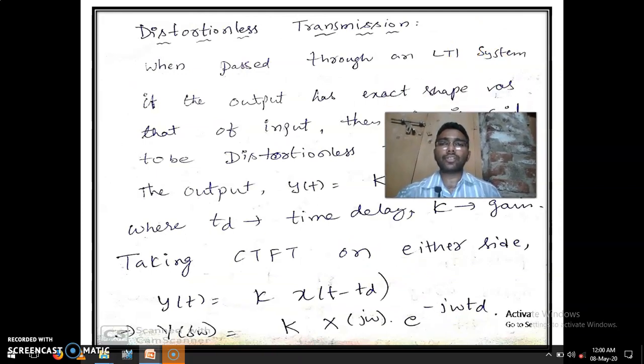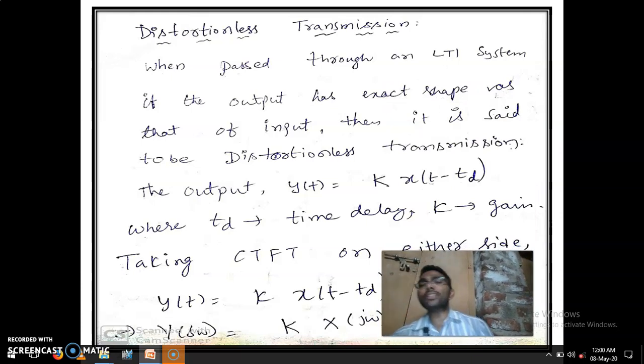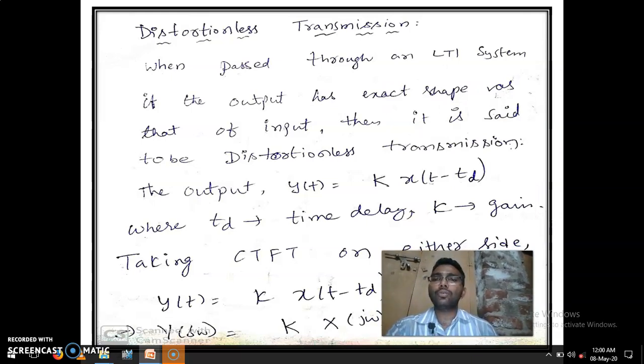What is distortionless transmission? When we are passing the signal through a system, sometimes we want the output to have the same shape as that of the input. For example, when we consider a public addressing system, the output signal should have exactly the same shape as the input signal. There should not be any distortion. So, what are the changes that are allowed in the signal? There can be a delay and there can be a gain with which the input is amplified. A public addressing system is nothing but an amplifier, of course.